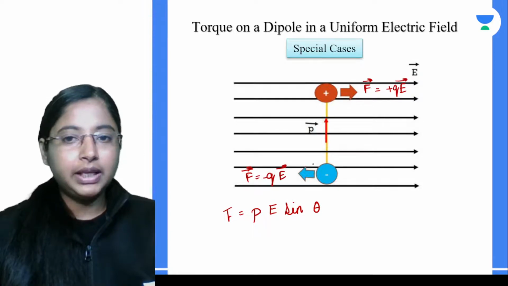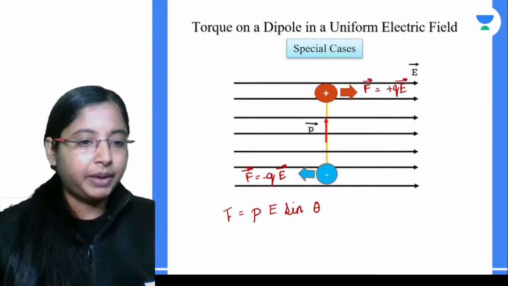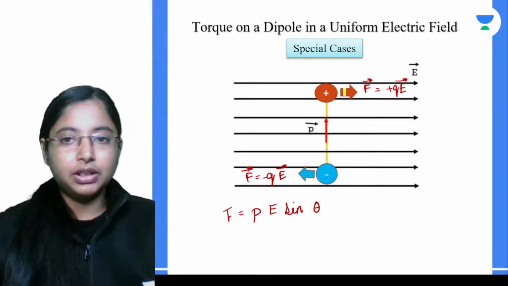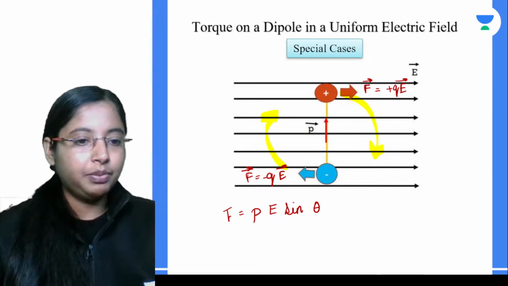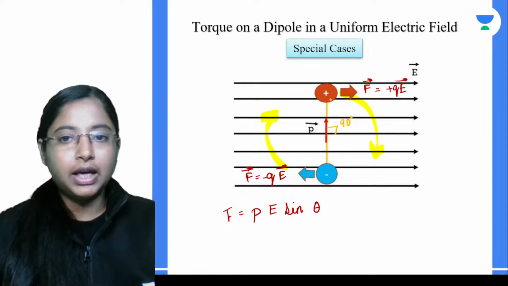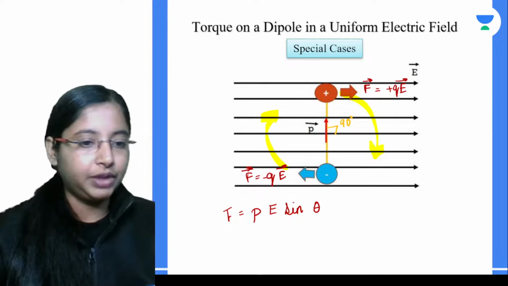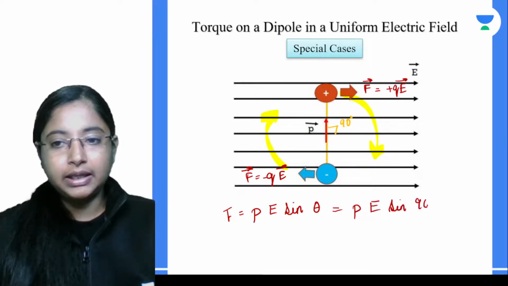The dipole moment is always from negative to positive. In this case the dipole has to turn by an angle of about 90 degrees, because it is kept at an angle of 90 degrees with the field. If we substitute sine 90, we know P E sine 90, and sine 90 is actually 1, so we get P E into 1.